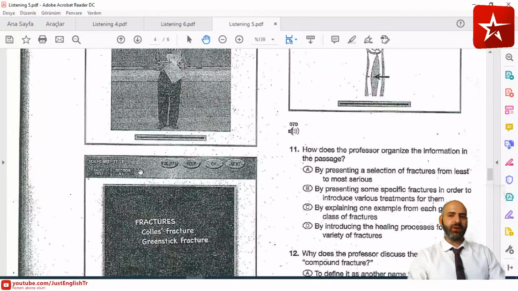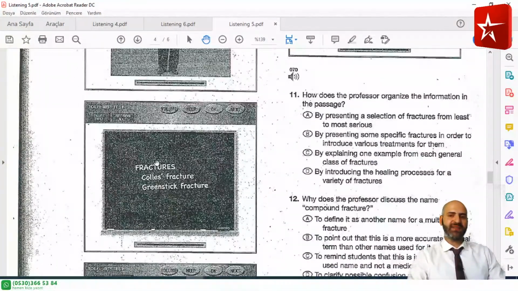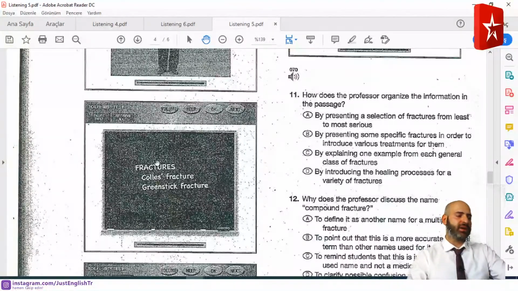How does the professor organize the information in the passage? A. By presenting a selection of fractures from least to most serious. B. By presenting some specific fractures in order to introduce various treatments for them. C. By explaining one example from each general class of fractures. Or D. By introducing the healing processes for a variety of fractures. Let's see this one, guys. Which one is correct answer?